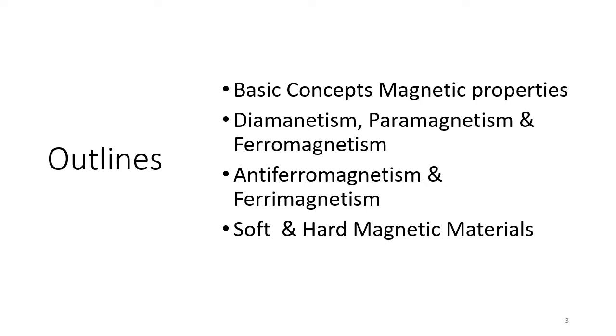Outlines of this chapter are: first, we will learn about the basic concept of magnetic properties. Then we will be introduced to diamagnetism, paramagnetism, and ferromagnetism. Furthermore, antiferromagnetism and also ferrimagnetism. And finally, this chapter will cover the soft and hard magnetic materials.